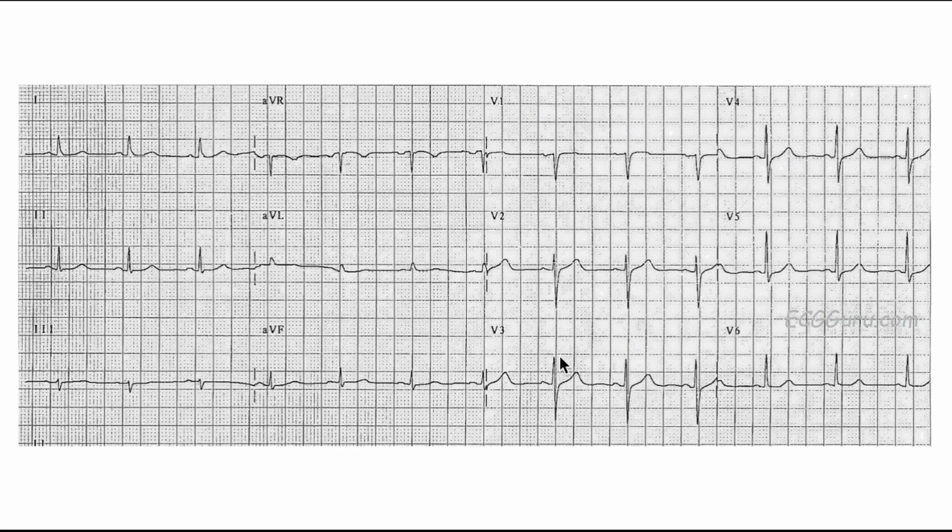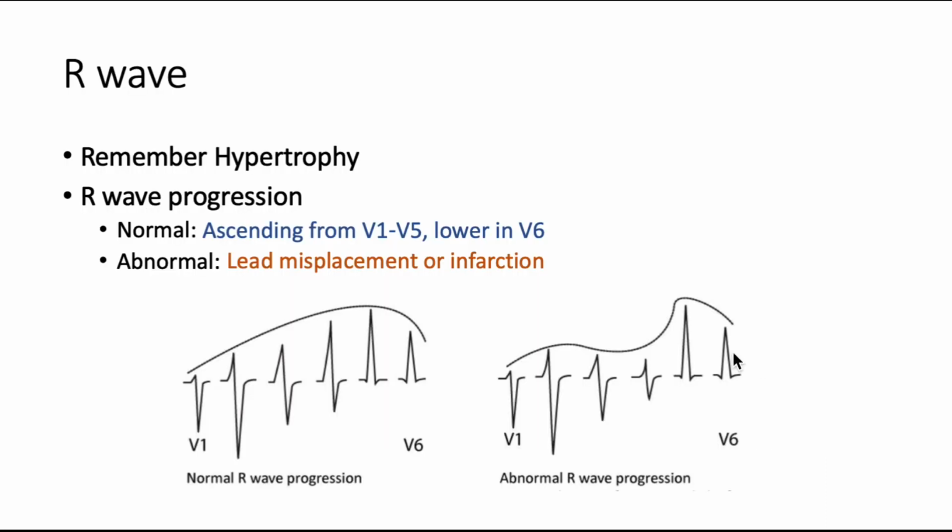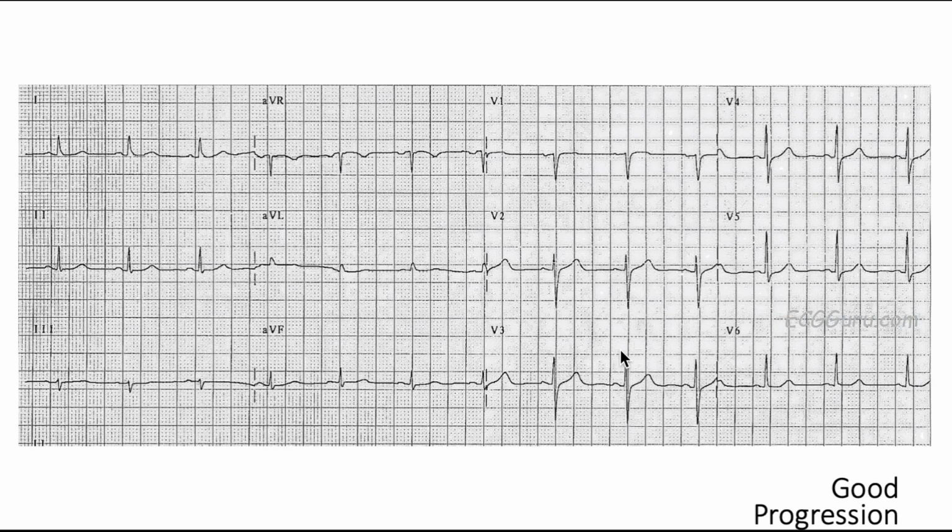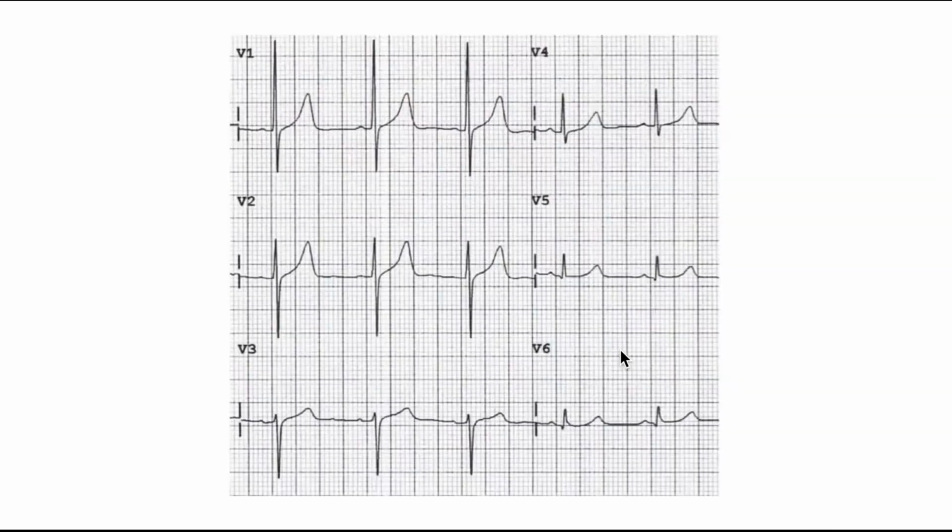Start small, larger, larger, larger. That's one of the largest, and then in V6 it's all right if that dips down just a little bit because it's farther from the heart. So that's a good R wave progression.